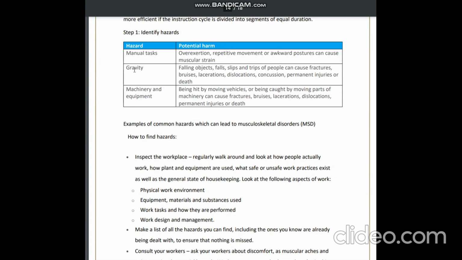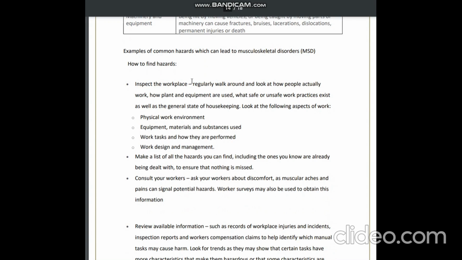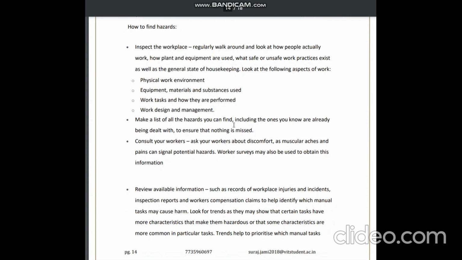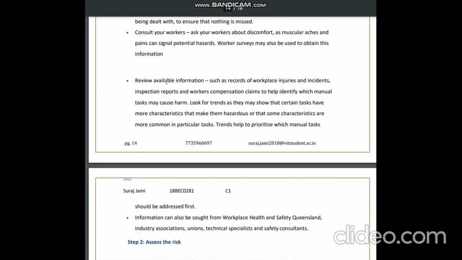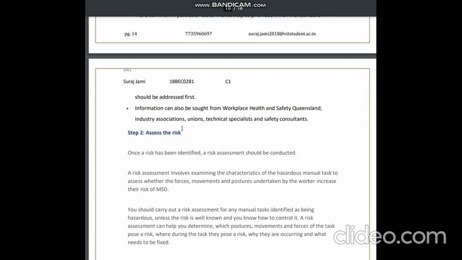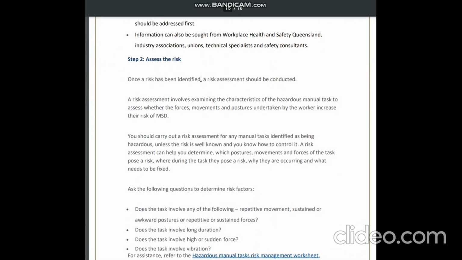What's step one? Identifying the hazards: manual tasks, gravity, machinery, and equipment. Being hit by moving vehicles, falling objects, overexertion. These are the potential harms regarding the manual hazards. So how to find the hazards? Inspect the workplace, make a list of the hazards you can find, consult your workers, review available information. This is all theory part. Information can be sought from Workplace Health and Safety Queensland, industry associations, unions, etc.